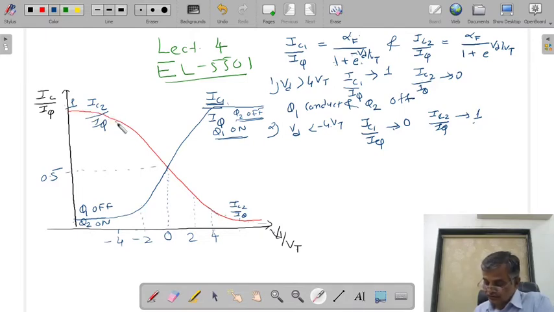So what is the conclusion? The conclusion is that you can use your differential amplifier in this region or in this region. In this region means this, in this region means this. You can use the differential amplifier. The differential amplifier can be used as a switch.